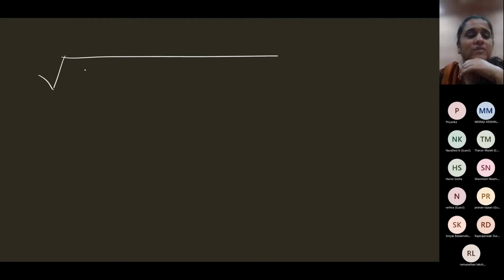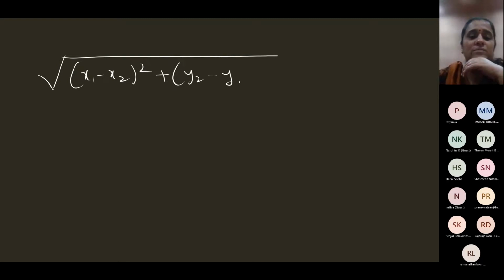See, the formula is also like this. Tell me if this is right, the distance formula. Tell me if I'm right here: x1 minus x2 the whole square plus y2 minus y1 the whole square. Am I right? No, ma'am.